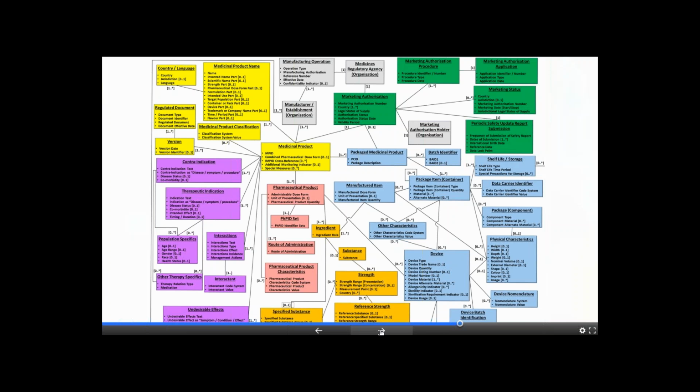Excuse me, Dr. Slob? Yeah. We have a few more questions surrounding the data model. Could you explain what code systems will be used for the contraindications and the therapeutic indications?